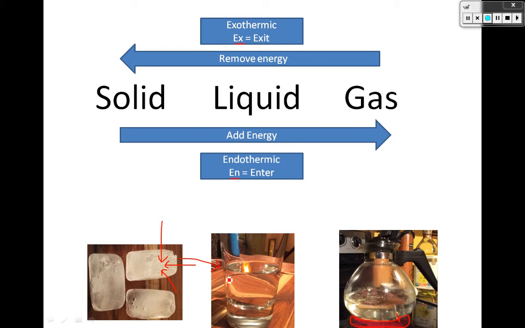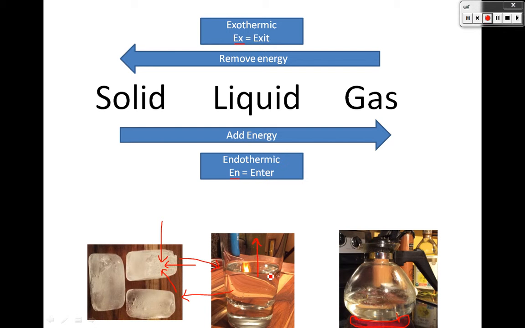So now let's talk about exothermic. What if we are freezing the water into ice? Where does that energy go if we have to remove it? Again, pause the video and see what you think. So it actually goes the same place.